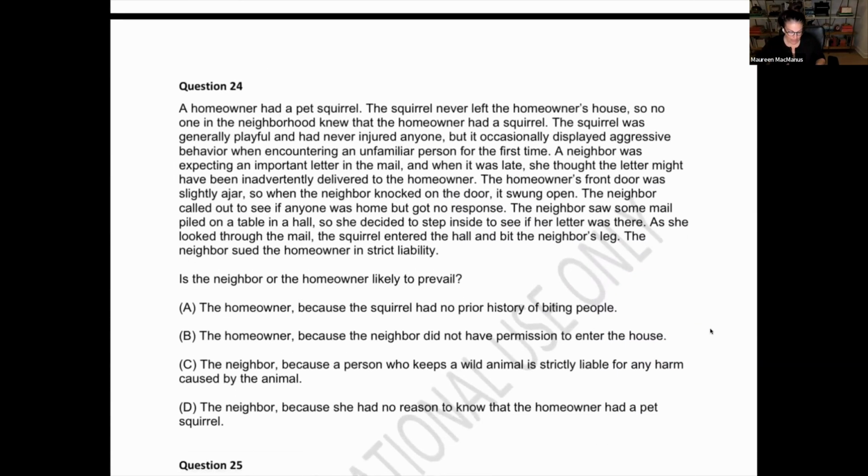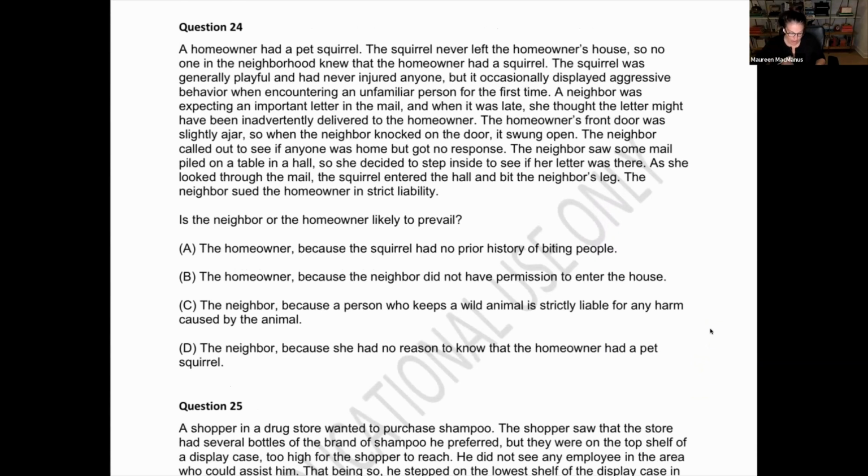All right, number 24, we're almost done here. Is a neighbor or the homeowner likely to prevail? So a homeowner had a pet squirrel. This is not common. I see here that they're telling me it's strict liability. Yeah, so this is getting at abnormally dangerous animals. Is this a wild animal or domesticated? Yeah, but it's really a wild animal.